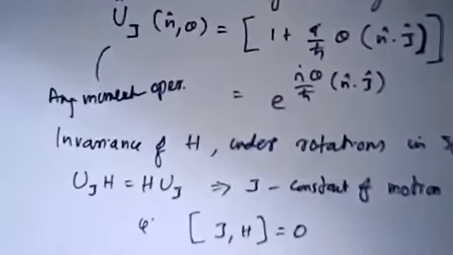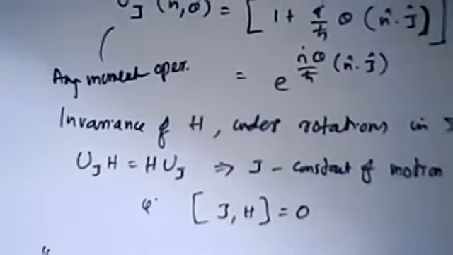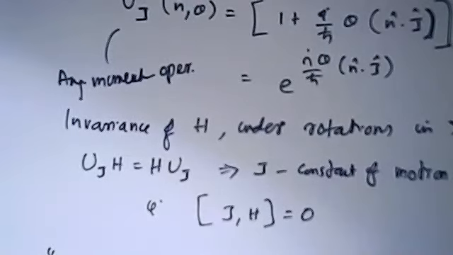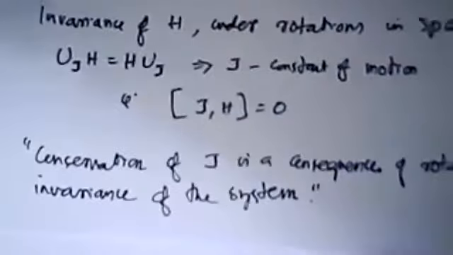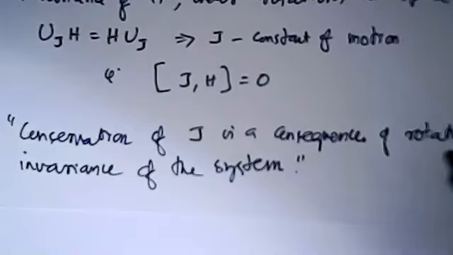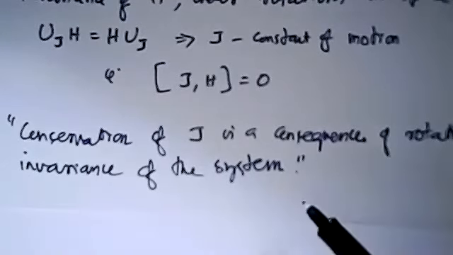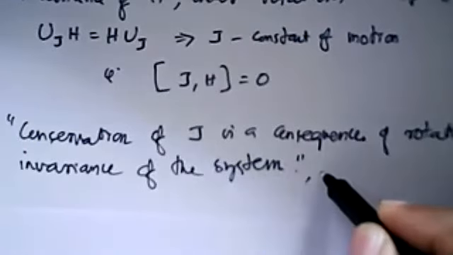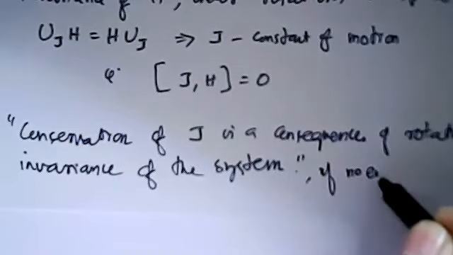So the meaning of this is that conservation of angular momentum is a consequence of rotational invariance of the system. You rotate the system, there is no change, because space is isotropic. So this ultimately leads to the conservation of angular momentum. Also, you can add the clause that there must be no external torque. If there is no external torque, then only this will be valid.